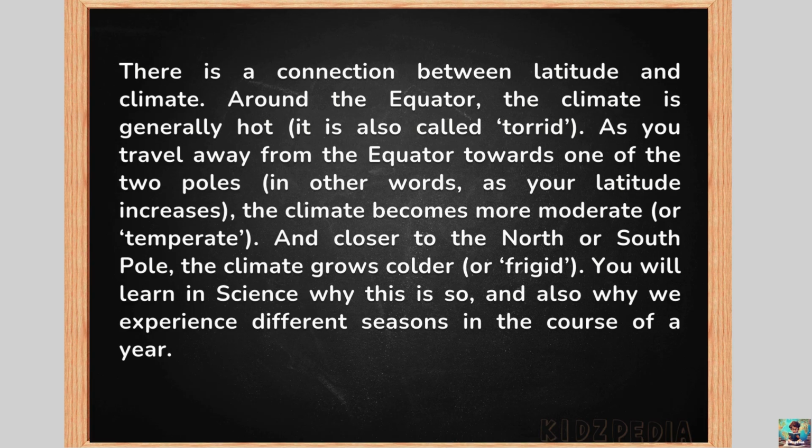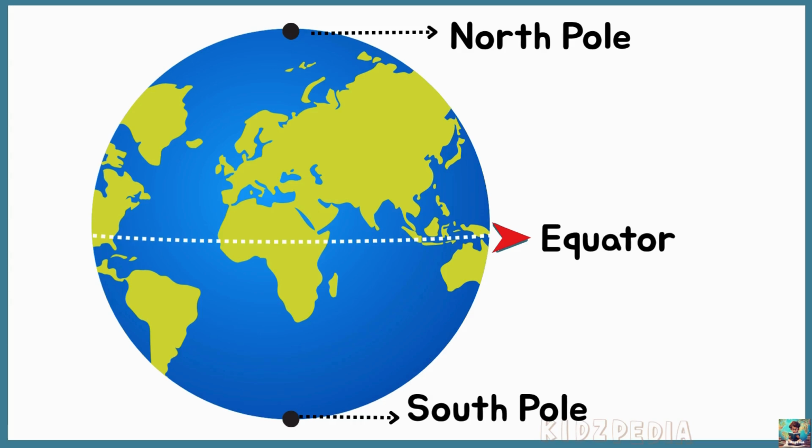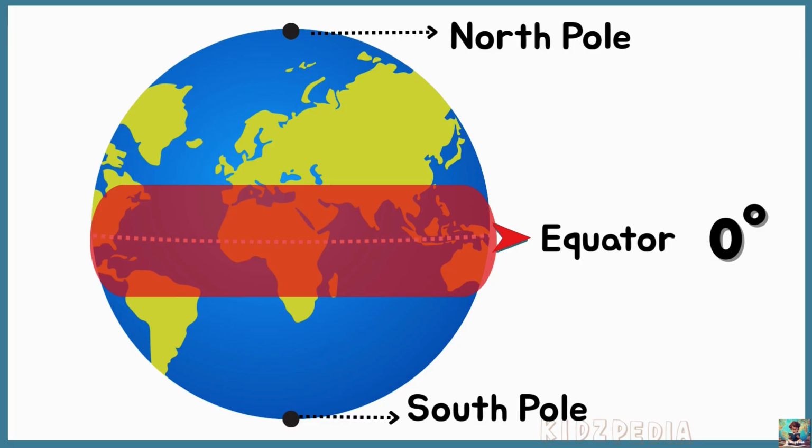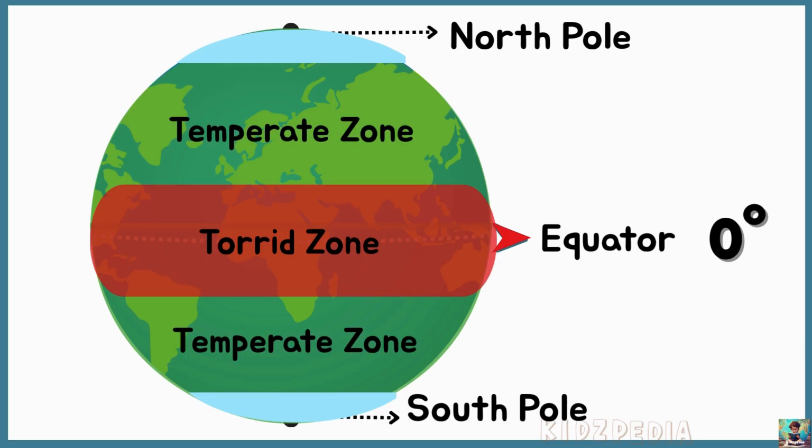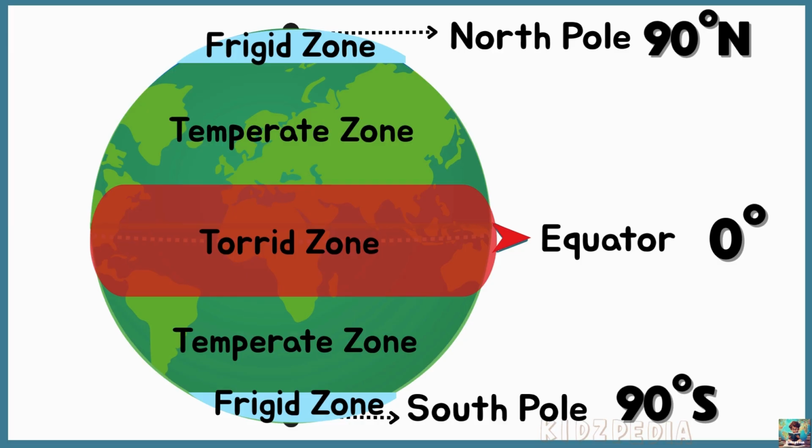So what do we learn here? Latitude is not just a number. It helps explain the kind of weather or climate a place has. Near the equator, that is 0 degree latitude, the climate is usually hot. This hot area is called the torrid zone. When you travel away from the equator towards the poles, north or south, the climate becomes moderate or comfortable. This is called the temperate zone. Near the North Pole or South Pole, that is 90 degree N or 90 degree S, the climate is very cold, which is called the frigid zone. Later, you will learn why this happens and why we have different seasons during the year.